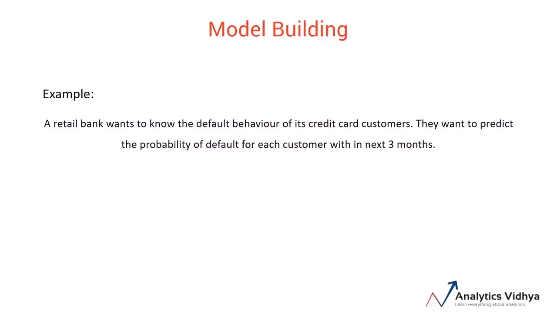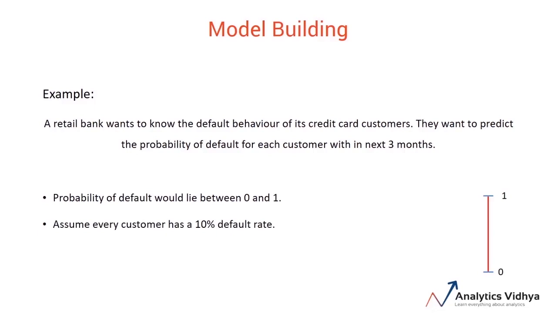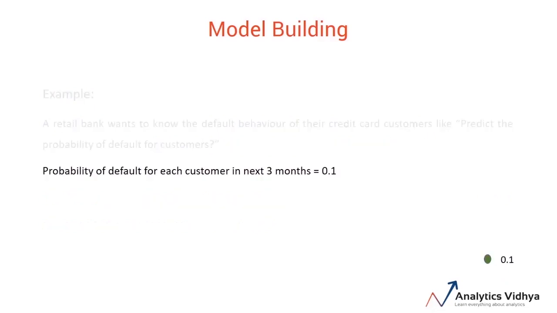For example, a retail bank wants to know the default behavior of its credit card customers. And by default behavior, we mean that the credit card company wants to know the probability of a customer defaulting on his or her credit within the next 3 months. Now that the company is interested in probability, we know it will lie somewhere between 0 and 1. Now, assume for the moment that every customer has a 10% default rate initially. So the probability of default for each customer is 0.1.